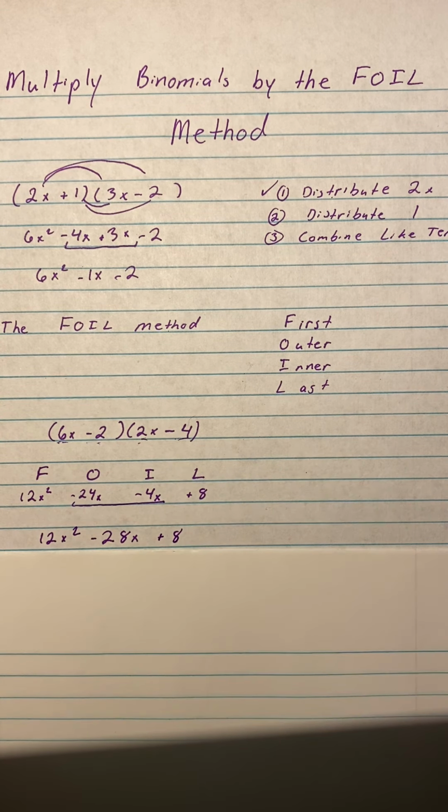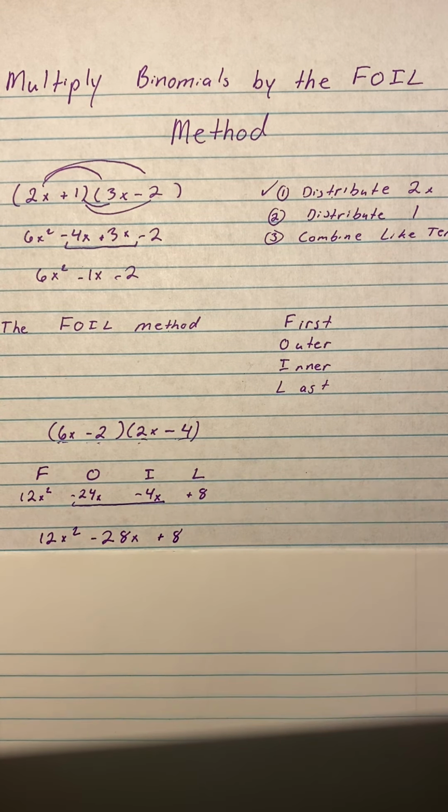Let's try just one more. Let's do this last problem. 5x plus 3 times 3x minus 4 by the FOIL method. And try to follow along with me as we do it. So the F in FOIL stands for the 2 first terms. The first terms here is just the first number in each set of parentheses, 5x times 3x. So multiplying those, that's 15x squared.